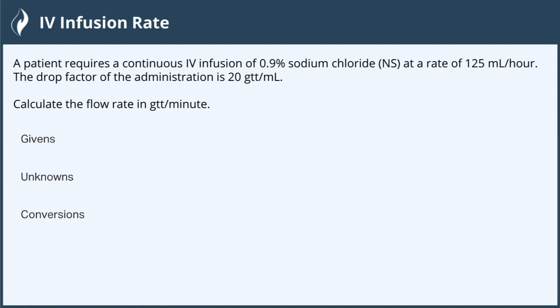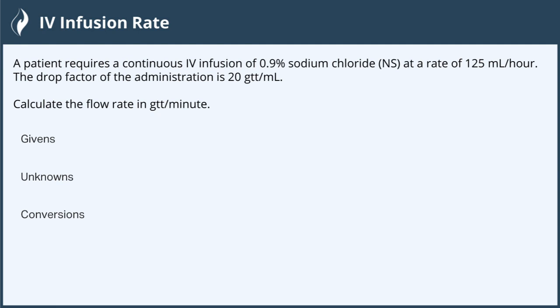A patient requires a continuous IV infusion of 0.9% sodium chloride at a rate of 125 milliliters per hour. The drop factor of the administration is 20 drops per milliliter. We want to calculate the flow rate in drops per minute.